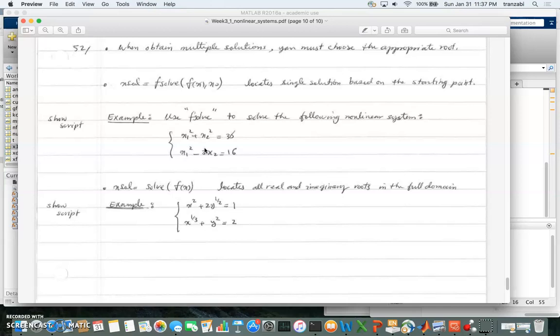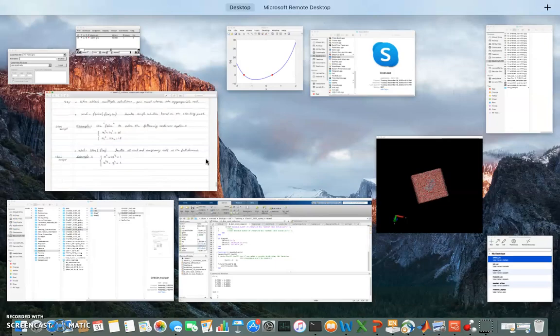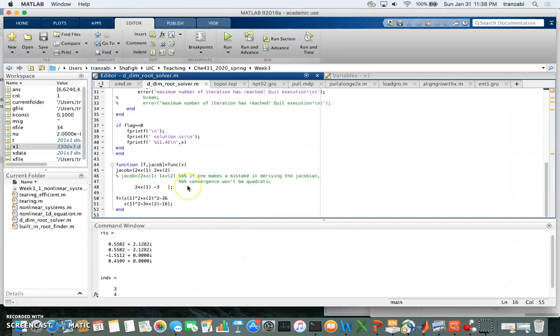One important note to keep in mind is that if you have an equation like this, to use Newton's method you have to move everything to the left side. So the equation should be something equal to 0, not like x1 squared plus x2 is equal to 36. You cannot do that. You have to move everything to the left and set it to 0. And same thing for the second equation. And that's why I have my function set up like this.